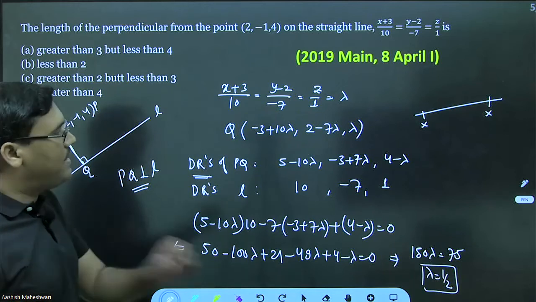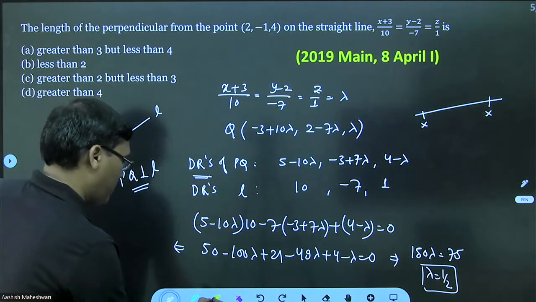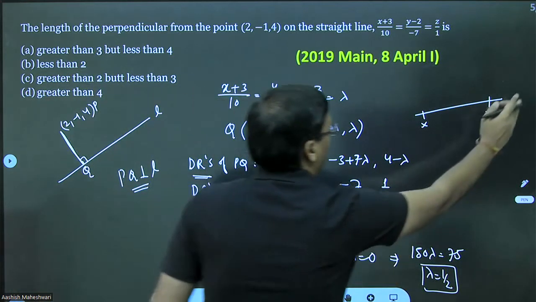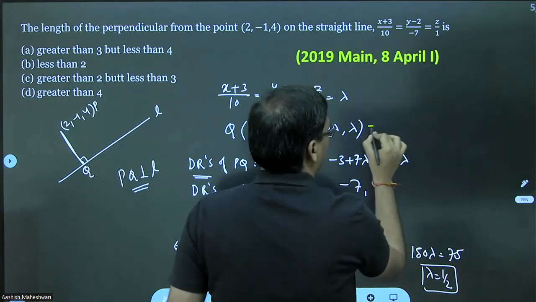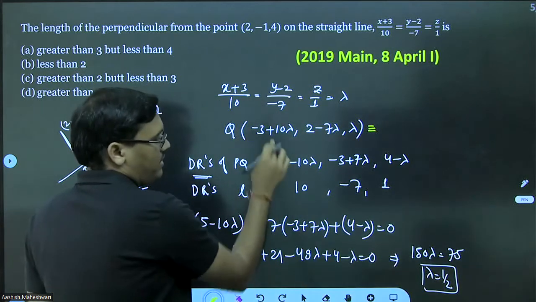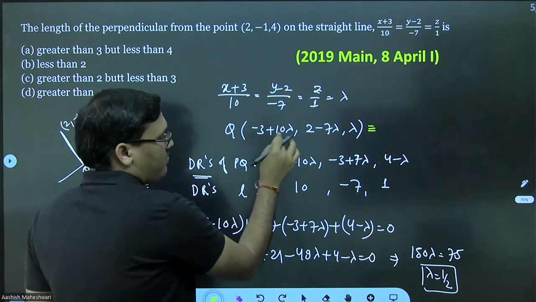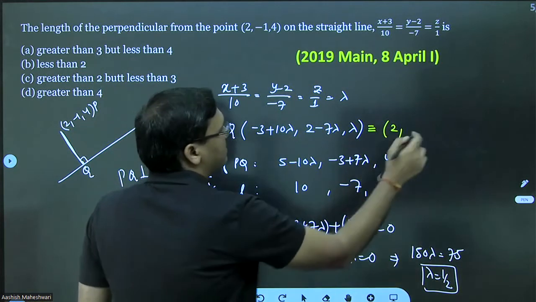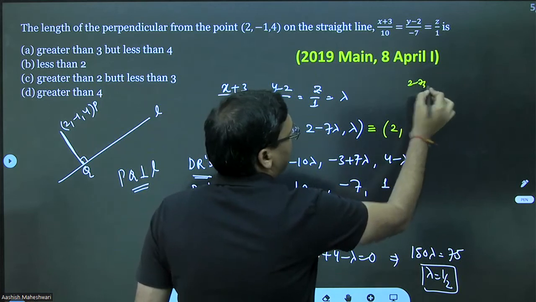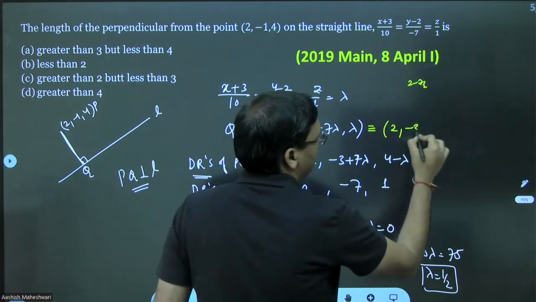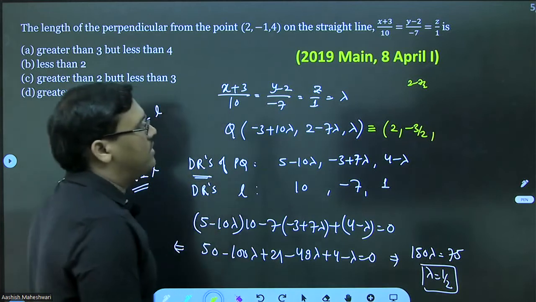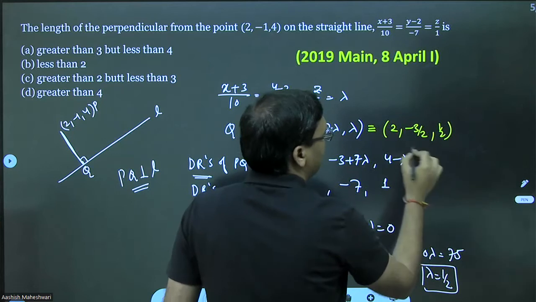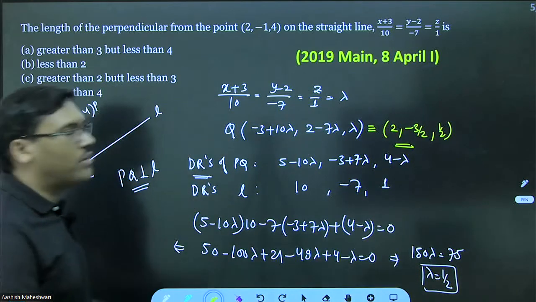Now, if lambda is equal to 1 by 2, what is the coordinate of point Q? So let's write it. Lambda is equal to 1 by 2, so this will become 5. 5 minus 3, that is 2. This is 1 by 2, that is 2 minus 7 by 2, so this is minus 3 by 2. You can check the calculations, and this is 1 by 2. Right? So this is the coordinate of point Q.